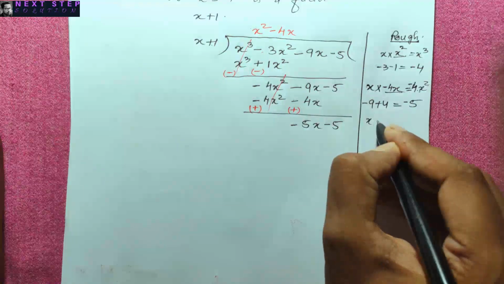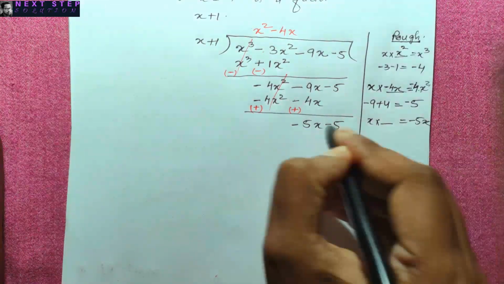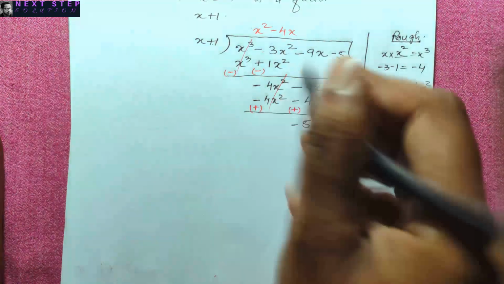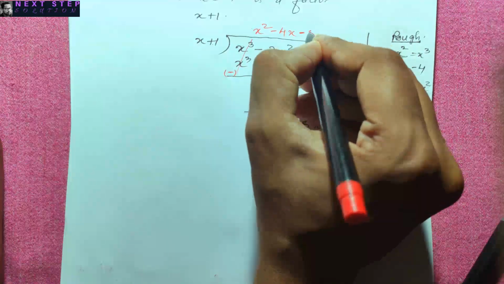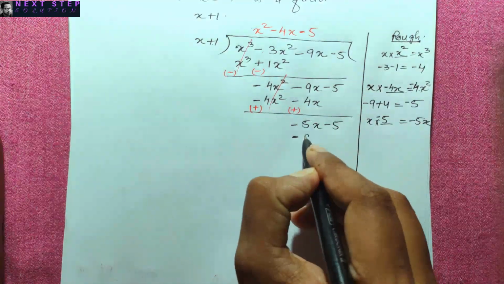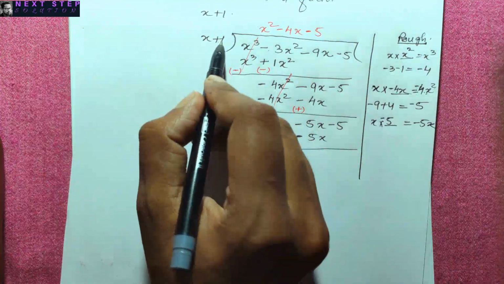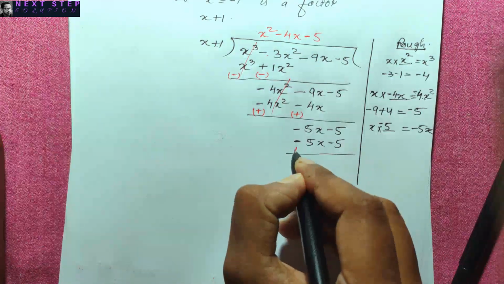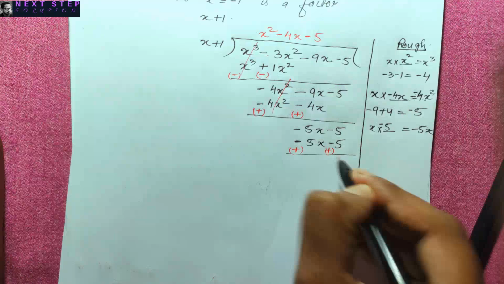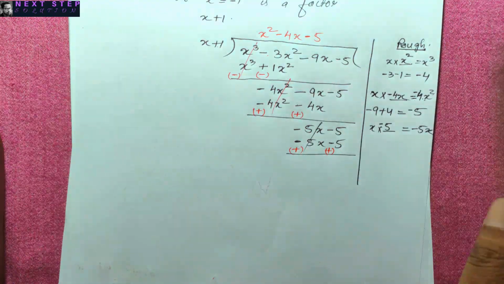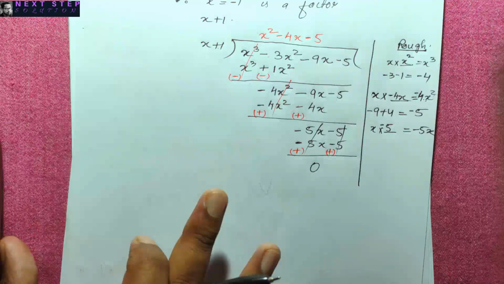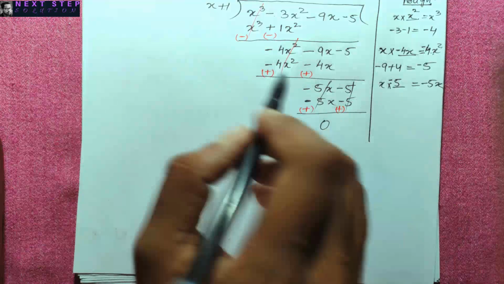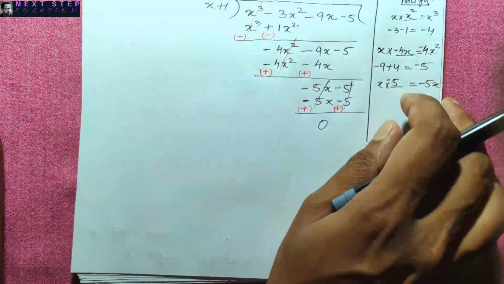Now x should be multiplied with something to get minus 5x. If we multiply x with 5, we get 5x, and if we multiply x with minus 5, we get minus 5x. So if we multiply with minus 5, we get minus 5x. We close this, but again we multiply 1 into minus 5, which is minus 5. Now we change the sign. This minus becomes plus and this minus becomes plus. Now 5x minus 5x becomes 0. Again 5 minus 5 becomes 0. The remainder is 0. It has to be 0 because we already know that x plus 1 is a factor. If it is a factor, then the remainder has to be 0.